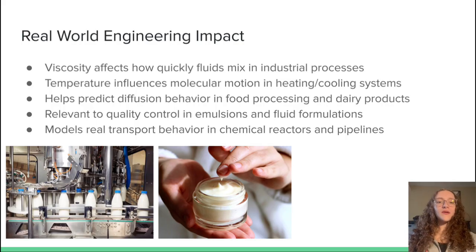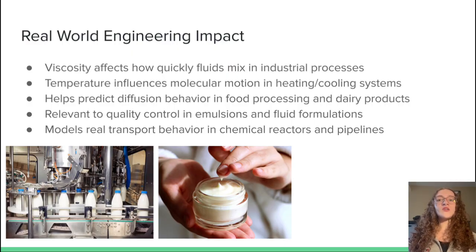So what are the real-world impacts of these experiments? Well, our viscosity trials mimic situations where industry needs to blend fluids of different thicknesses, like syrups or polymer solutions. Engineers must know how slow diffusion becomes as viscosity increases, so they can adjust mixing speeds, reactor designs, or processing times. The temperature trials relate directly to processes where fluids are heated or cooled. So as we saw in the experiment, warmer fluids diffuse faster. In real systems, this can help engineers predict how quickly additives, dyes, or reactants will disperse at different process temperatures.